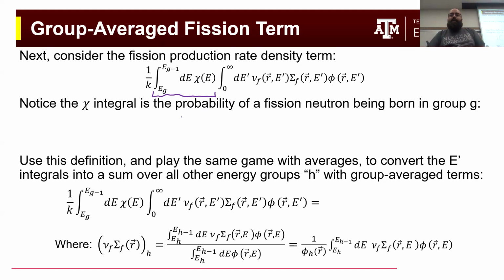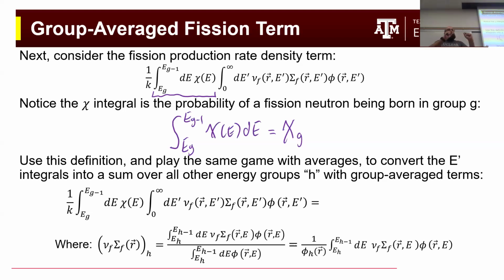But instead, I'm integrating from E sub g to E sub g minus 1. I'm taking that fission spectrum and integrating just over that little energy range. So this is not going to be equal to 1. This is going to be equal to the fraction of my neutrons that are born into that particular range. I'm going to say that this is equal to chi sub g, which is just the fraction of my neutrons that are born into group g. If I have a bunch of different groups, then I'm going to have a chi sub g for all of those groups. But either way, if I add up the chi g's for every single group, that total would give me 1.